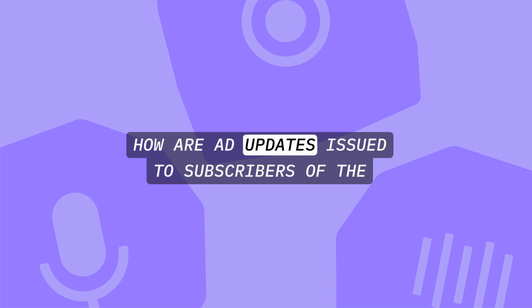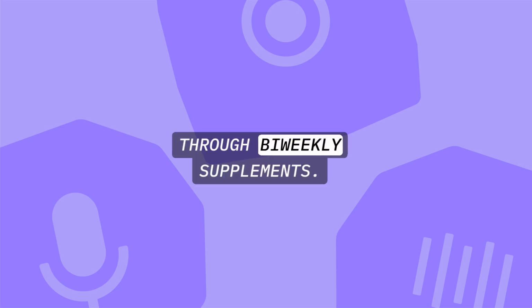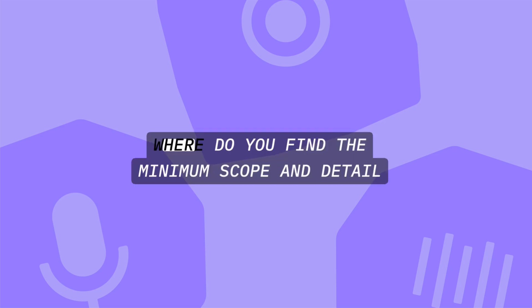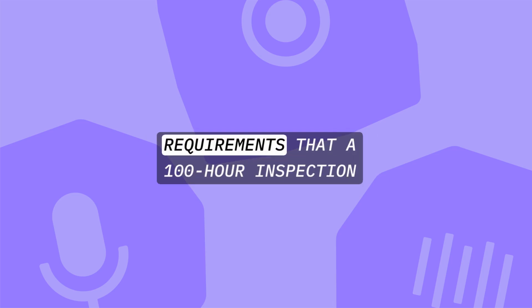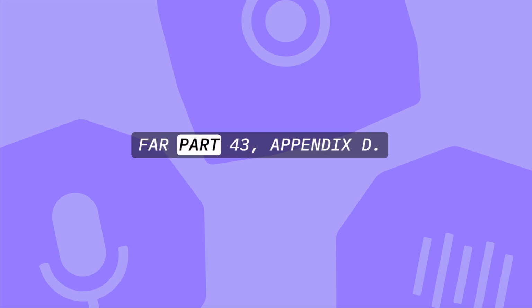How are AD updates issued to subscribers of the Summary of Airworthiness Directives? Through bi-weekly supplements. Where do you find the minimum scope and detail requirements that a 100-hour inspection checklist must contain? FAR Part 43, Appendix D.